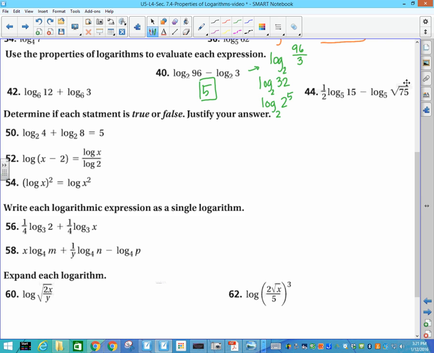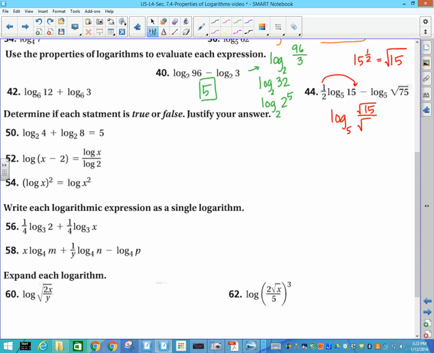I'm going to go to this one because I don't want to make it too long. We have 1/2 log base 5 of 15 minus log base 5 of the square root of 75. So remember that this is my exponent. And remember that 15 to the 1/2 is the same thing as the square root of 15. So when I bring these together, log base 5, subtraction is division. And on the top, I have the square root of 15.